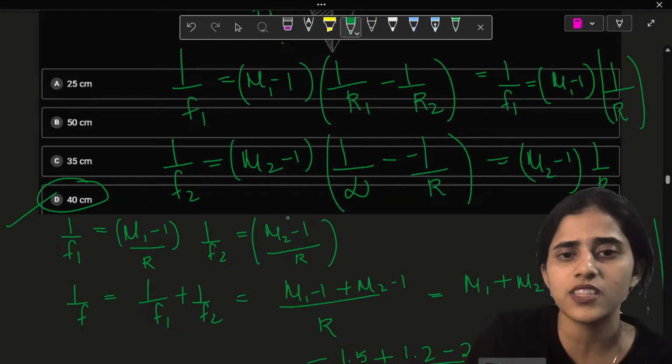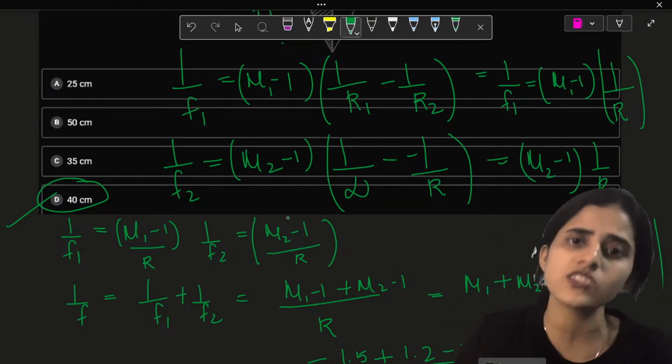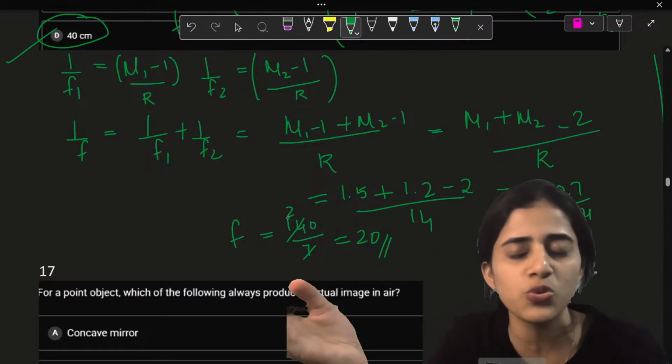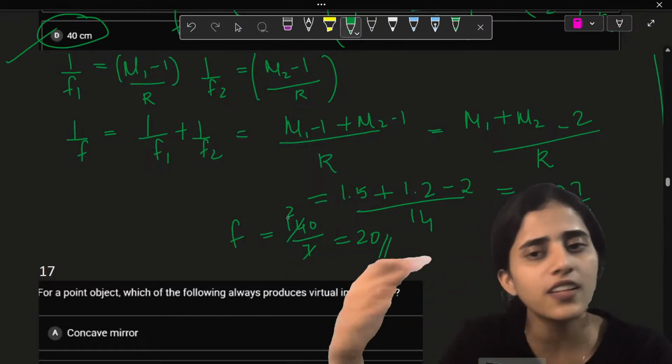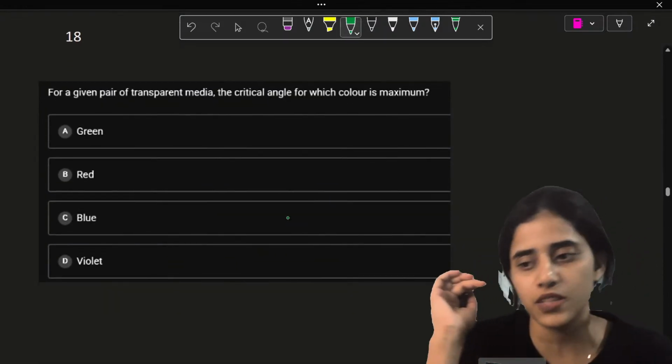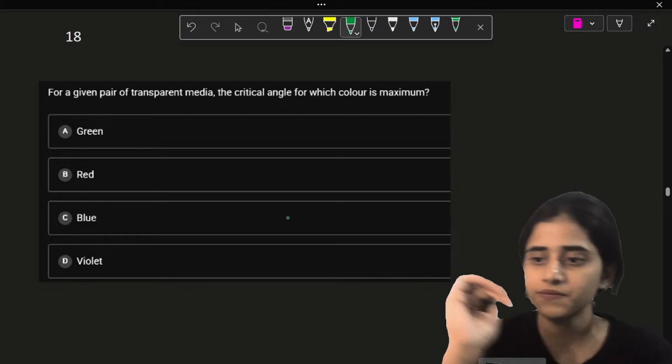See, for example, this step, 1 by infinity and all. Why write that it is 0? So you don't have to write those steps. And then 1.5 plus 1.2 minus 2 and all, don't write. Do it fast, you don't get step marks. So you can solve it in less than a minute. You just have to try.